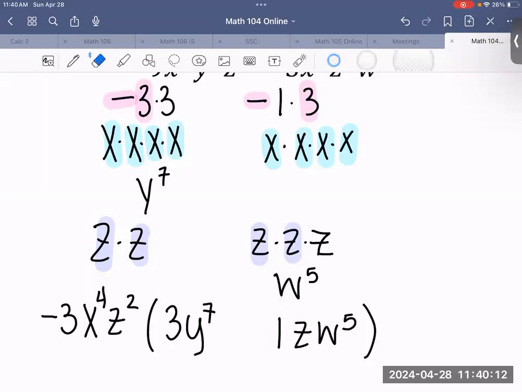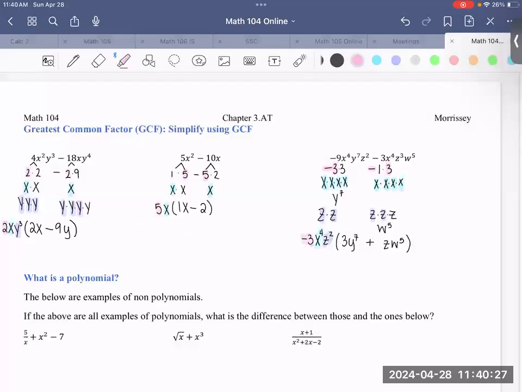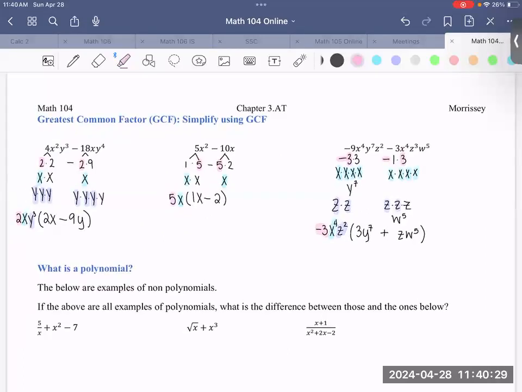Now your sign change, again, if we don't want that 1, we don't have to. Your sign change goes from a negative that used to be there and now is a positive. Everything on the outside, we can always double check that we took out the correct amount. And there you go, factor by GCF.